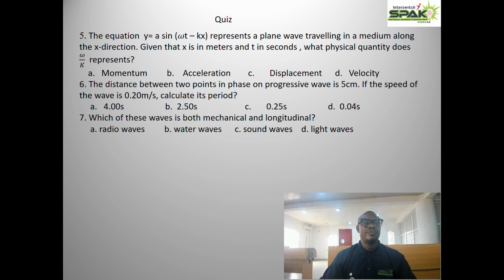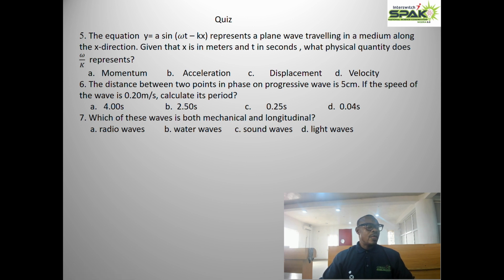So the 0.25, all right, we have your given parameters there. You have your wave speed. Then they say the distance between 2 points in phase is your wavelength. So wavelength is given, and you have your wave speed. So how would you go about it? You can use V equal to F lambda.